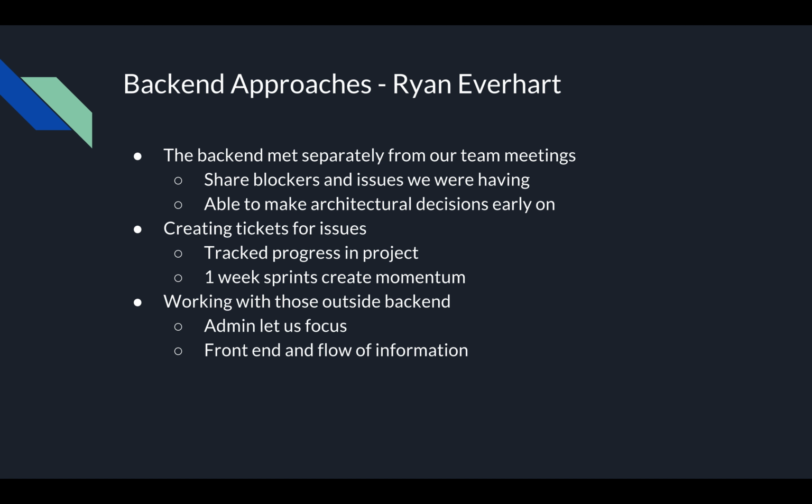One way that we approached the backend that made us really productive is that we had backend meetings that were separate from our team meetings. So we were able to share our blockers, and we were able to riff off each other and help each other out, and we were able to make architectural designs really early on that let us get a sprinting start. Another thing that we did was we created tickets for our individual issues. And not only did we create tickets, but we had 1 week sprint cycles. So those 1 week sprint cycles made sure that we were doing things week to week to week instead of just waiting 2 weeks and then doing it a couple days before.